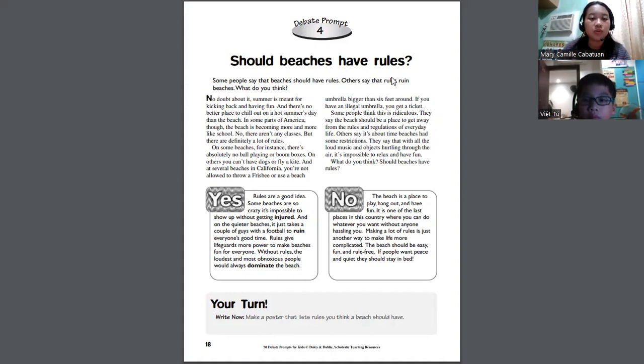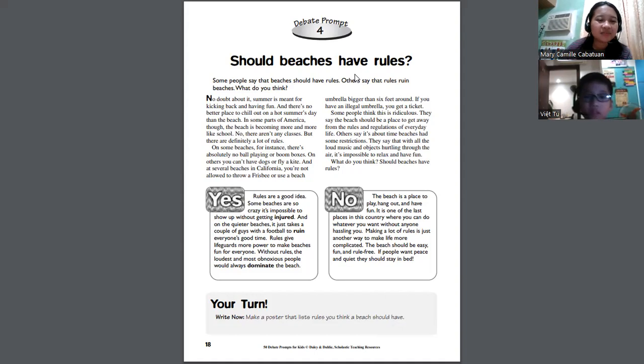Should beaches have rules? Did you go to any beaches yet? Yes, I went to the beach. So did you recognize or see some rules there? Yes, I saw some rules there. Really? Can you give me one rule they give you when you go to a beach? I can see a sign that tells the rule. Really? So what rule is that?